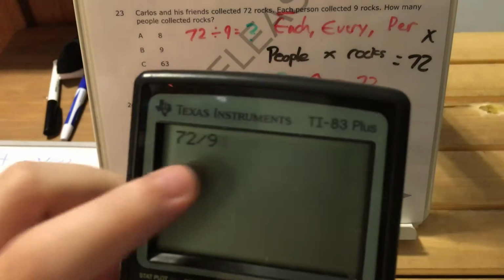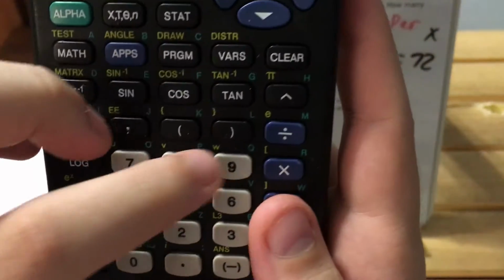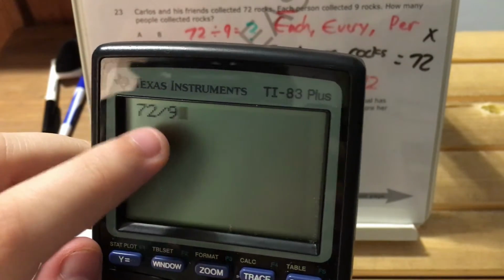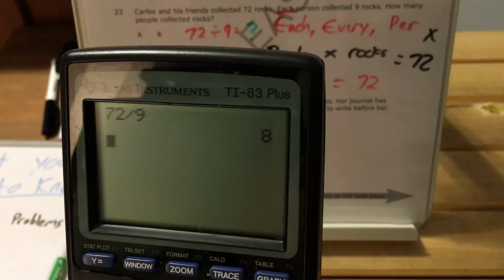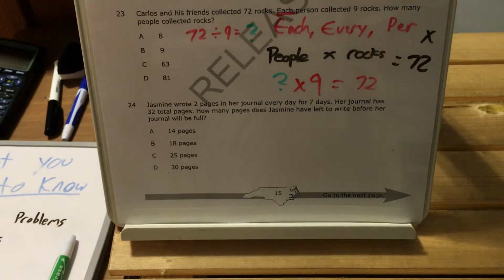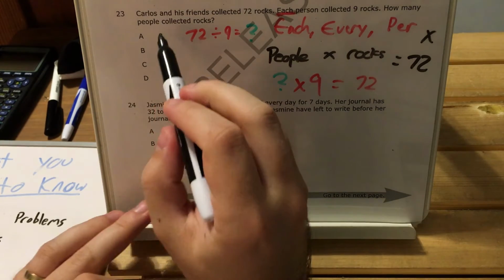This calculator is a little weird. It doesn't have the division sign, even though I press the division key. It writes it as a slash because division and fractions are two ways of saying the same thing. 72 divided by 9 gives me 8, which means I'm looking for my answer of 8, and it's right there, choice A.